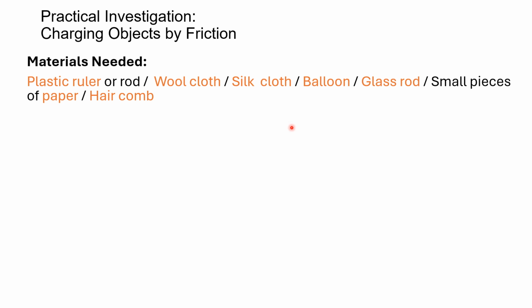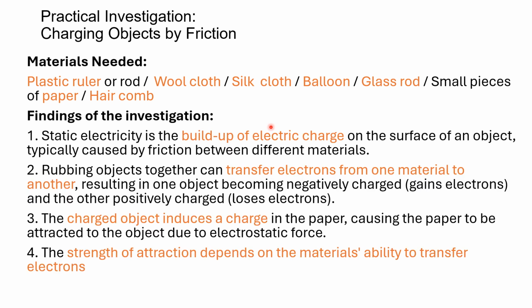Now the results, the most important things that they need to know are the findings that are listed there. They must know that when you rub things together, the electric charges are going to build up on the surfaces of the two objects. Rubbing objects together can transfer electrons. It means by rubbing two objects, electrons will move from one object to the other.